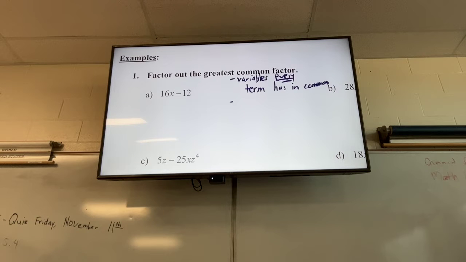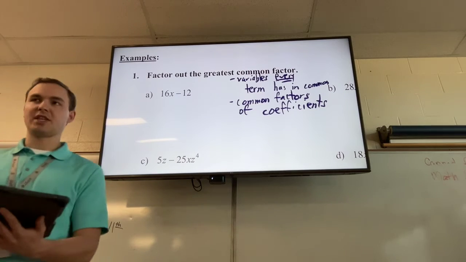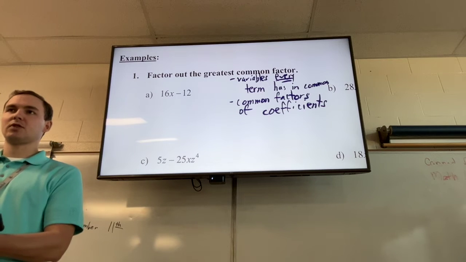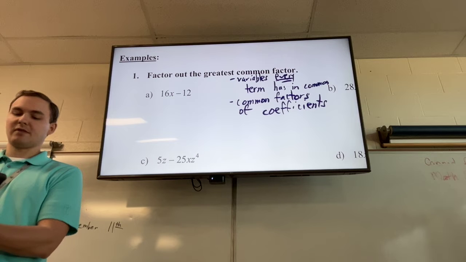Or common factors of the coefficients. So here, on part A, my two terms don't have any variables in common. One has an x, one has nothing. But the coefficients, 16 and 12, do those have common factors? What's the greatest common factor of 16 and 12? 4, yeah. So we pull out a 4.